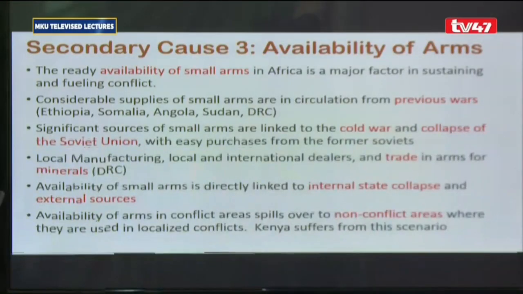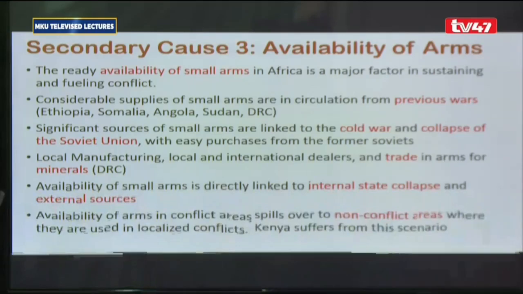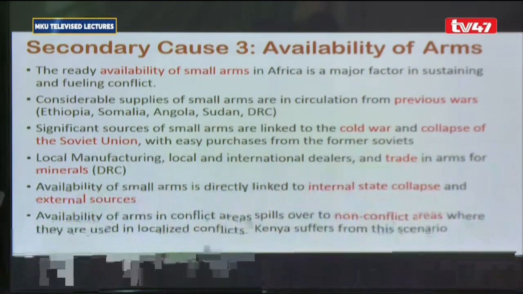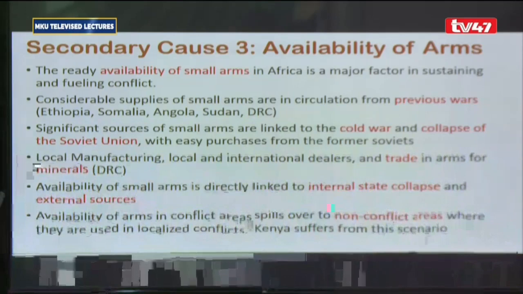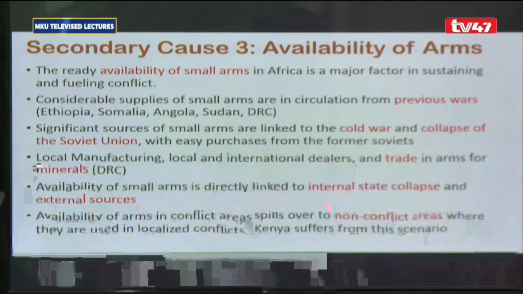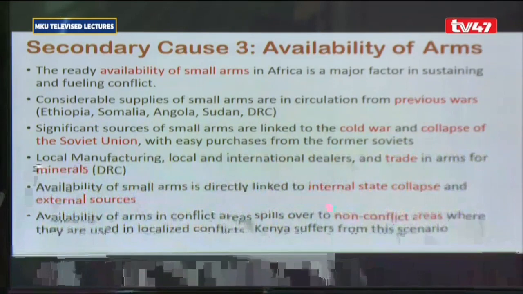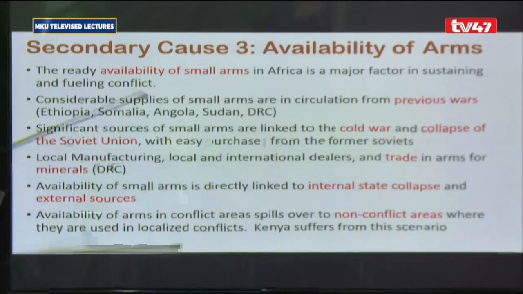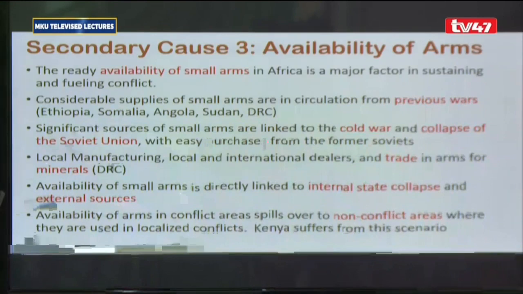And these arms, following the collapse of the Soviet Union, have become more available, and accessing these arms is much easier because of the trade in minerals. In the Democratic Republic of the Congo and Southern Sudan, states and groups of people exploiting these resources are able to access these arms much more easily. So it's not just the internal state collapse in those areas, but also the availability of those arms.